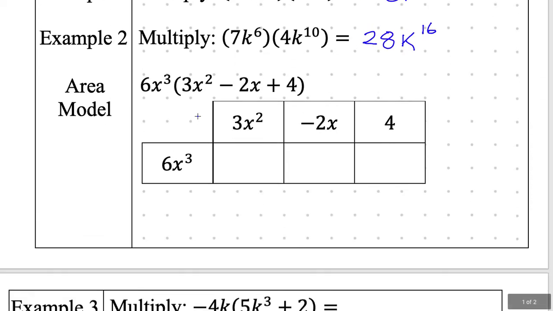So let's try this one. I set up the area model for you. I set up 3x squared minus 2x plus 4. I didn't have the plus because it's just a positive 4. And each of these is going to be multiplied by 6x to the power of 3. So I'm going to call on 3 people. The first person is going to say what 3x squared is times 6x to the power of 3. What is the term that will go in here? With a quiet raised hand, again, what is 3x squared times 6x cubed? Quiet raised hand.